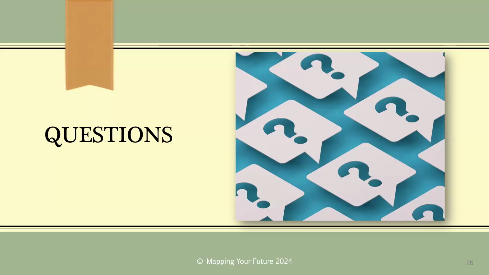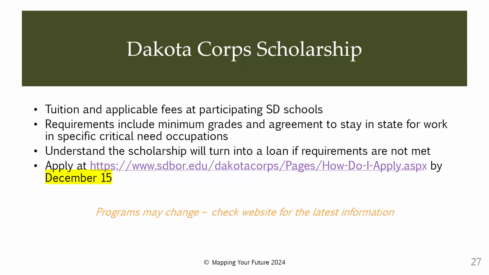And from there, we will move on to the South Dakota programs section of the presentation. So first we have the Dakota Core Scholarship, which is tuition and applicable fees at participating South Dakota schools. The requirements include minimum grades and an agreement to stay in state for work in specific critical need occupations. You should understand that the scholarship will turn into a loan if requirements are not met, and you can apply at the link here by December 15th.